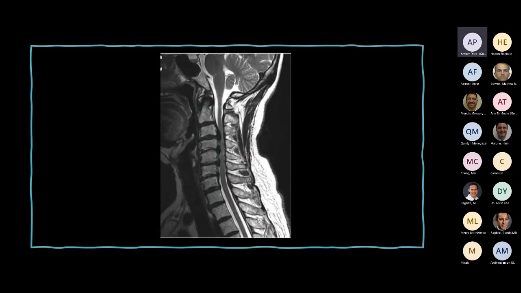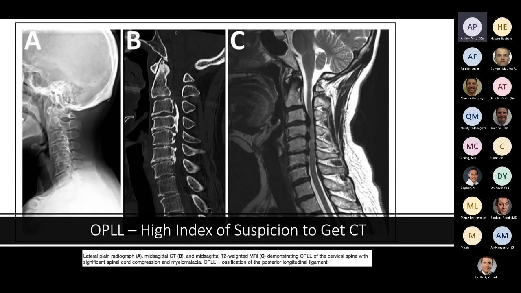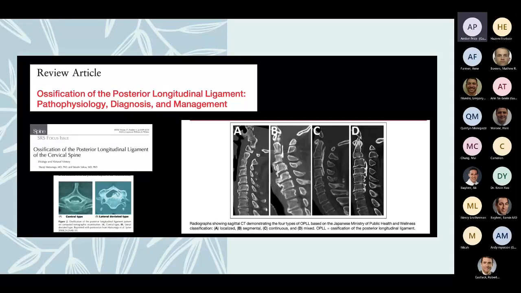On MRI, it's also important to scrutinize the posterior aspect of the vertebral bodies and the PLL. In this case, you see a very thickened, dark, hypertrophied PLL, and this can signify a patient who may have OPLL. The idea here is to have a high index of suspicion to get a preoperative CT in order to appropriately plan for surgical intervention, and we'll talk more about that in a bit. So don't forget about OPLL.